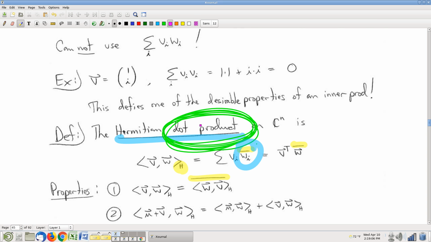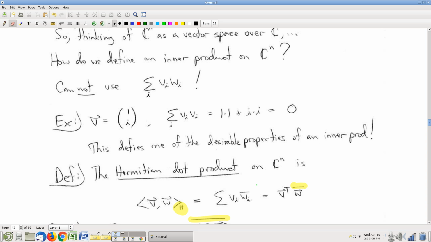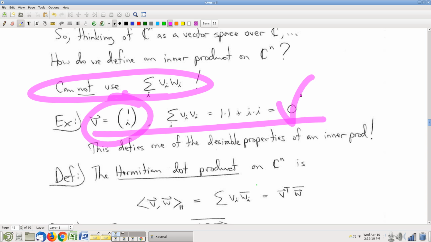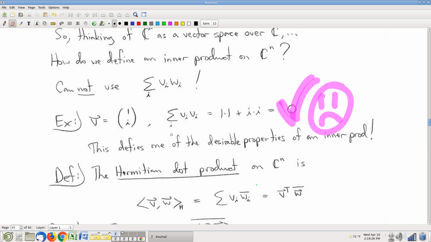And that's why, by the way, if you tried to do something along these same lines with the regular old, plain old Math 212 dot product, crash and burn. Because you don't have that property. You have non-zero vectors whose self-dot product is zero. And then you can't do the proof. Everything fails.